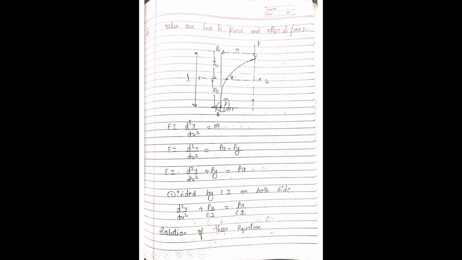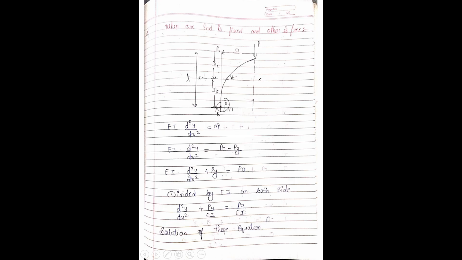Now we consider section xx at a distance x from the fixed end. So now we have to calculate the bending moment at this point. EI d2y by dx square equals M, where M equals the force into the perpendicular distance from here to here, that is A, and this one is y. So from here to here the perpendicular distance would be A minus y. So P into A minus y, that is the bending moment. So this is P into A minus P into y.